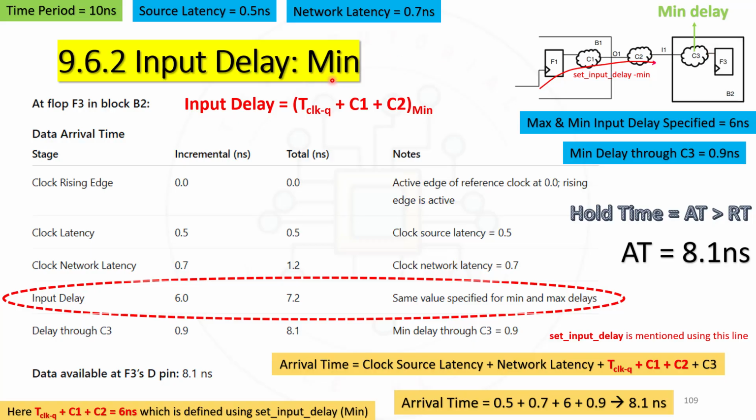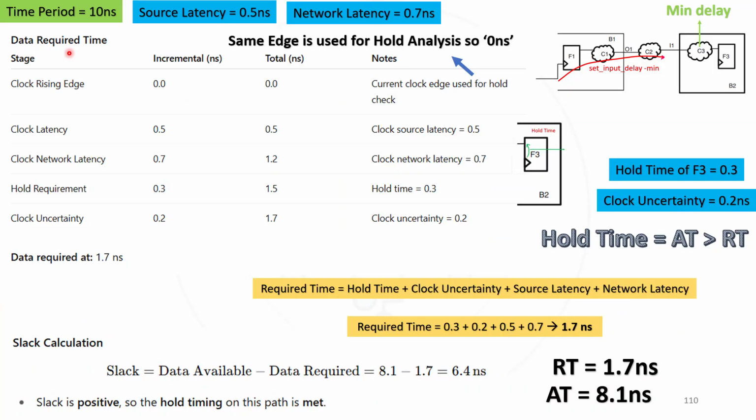As it is minimum, it is something which comes under hold analysis. So for hold analysis this condition should get satisfied, that is, arrival time should be greater than required time. So as of now, from here to here it is called arrival time, and the value that we got is 8.1 nanosecond. So if required time is greater than this 8.1 nanosecond, then there will be a hold violation. If this condition is satisfied, there won't be any hold violation. Remember this point. So finally from this particular slide we understood that the data arrival time at the flip-flop 3 D pin is 8.1 nanosecond. Now let us try to understand data required time.